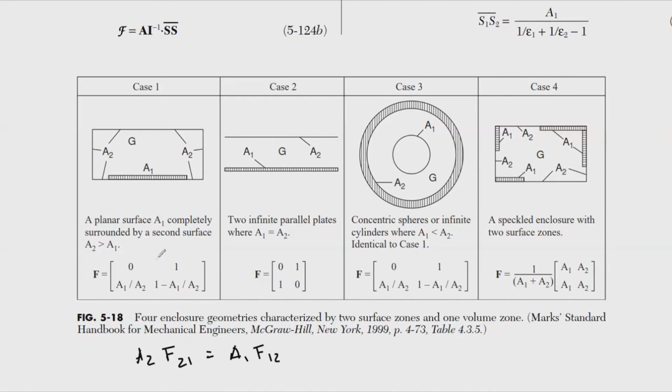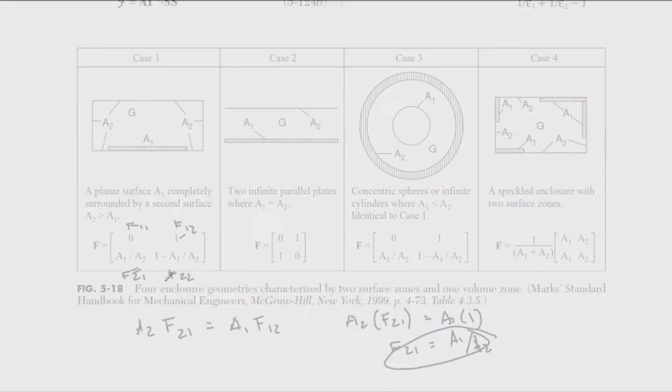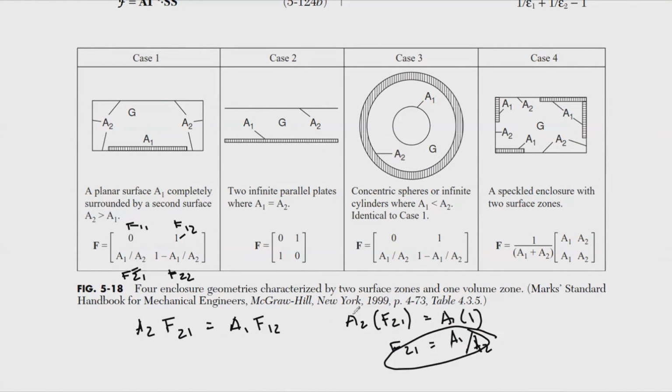So in this case, if this is F11, this is F12, this is our F21 and this one is F22. If we take F12 here, that is equal to 1, so we could just say that A2 times F21 would be equal to A1 times 1. Therefore, F21 is actually equal to A1 over A2. That's why this F21 is actually equal to A sub 1 over A sub 2.